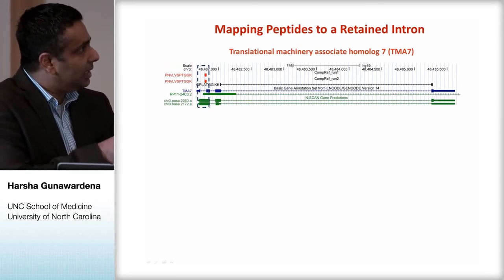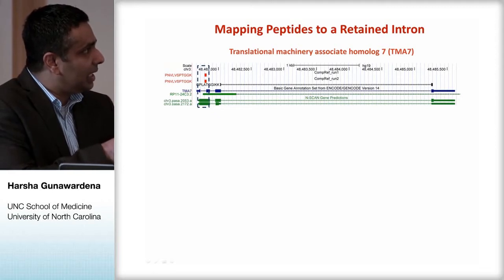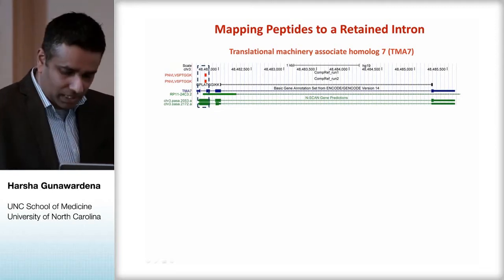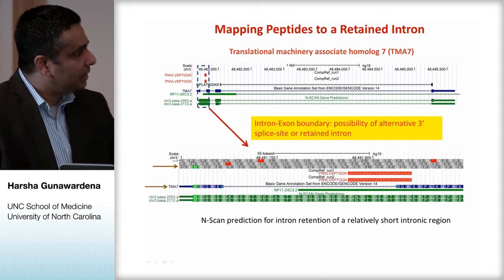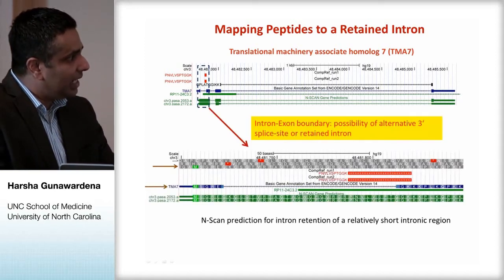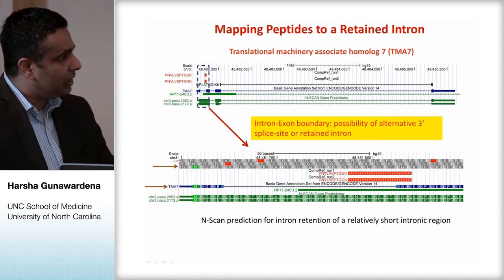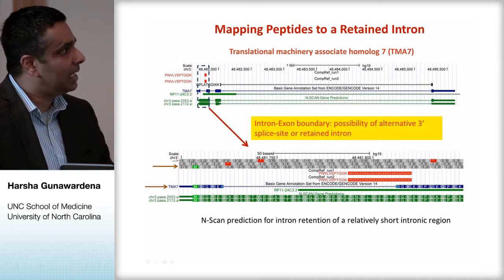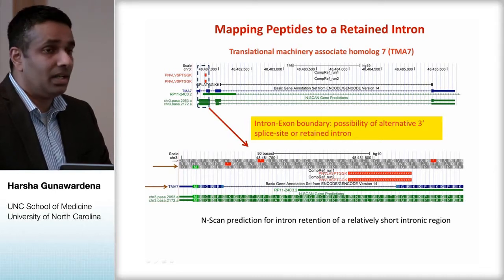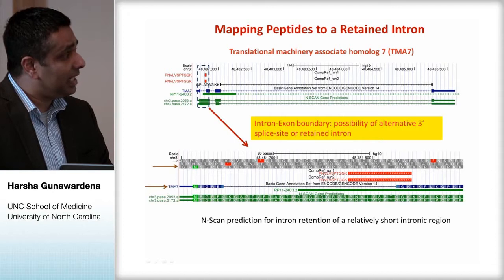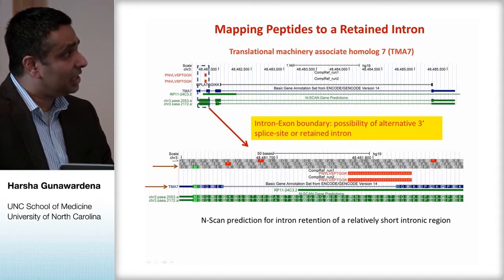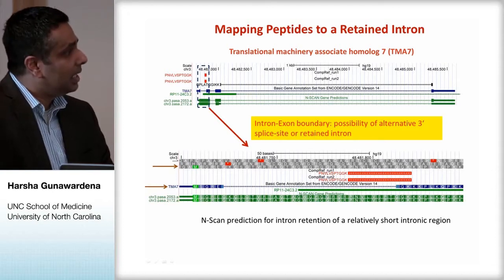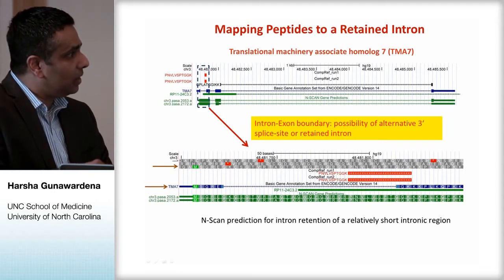So in this gene, this peptide was actually assigned to the beginning of this gene, and if you zoom in on this region, you can see that these peptides that are shown in red in both runs actually span this exon-intron boundary. So originally we thought that these peptides were actually an alternative 3' splice site. And later on we realized that if you look at the translational frames for these peptides, they actually correspond to the actual basic gene annotation.